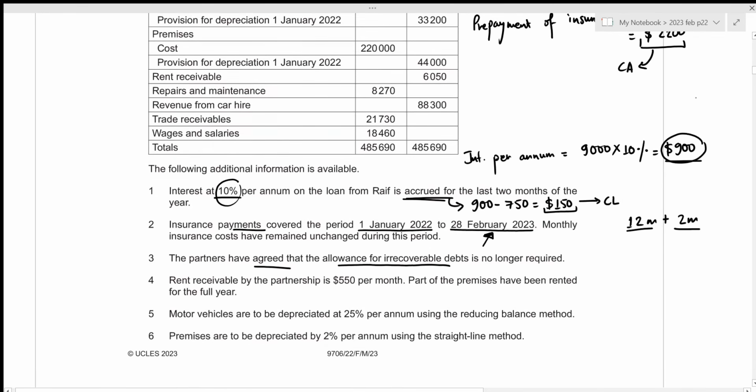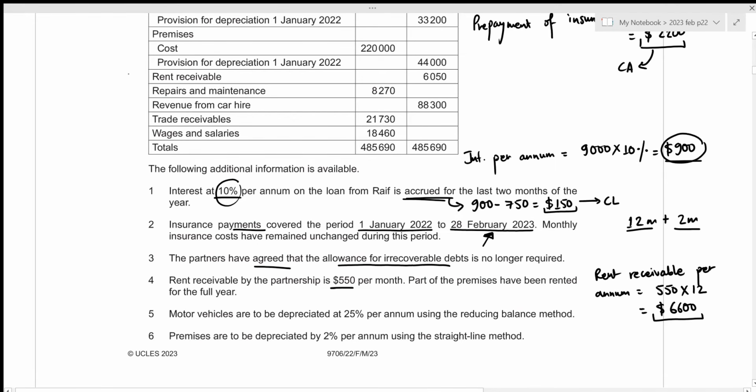Now for the fourth one, rent receivable by the partnership is 550 per month. So let's figure out the rent receivable per annum. If 550 is for 1 month, we just multiply it by our total number of months, which is 12. And this results in our total rent receivable for the year to be 6,600. So this is the total amount for the year ended 31st December 2022.